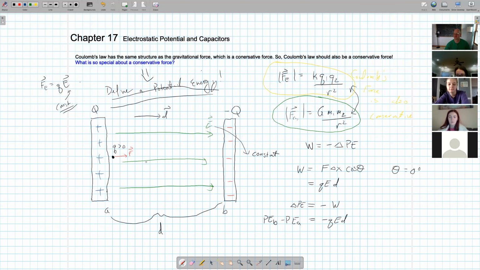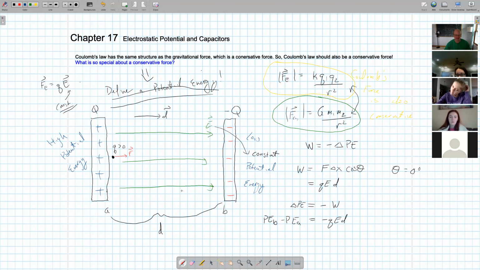Would it be A? It would be A, that's right. So what's happening here is that this is a region of high potential energy, and this is a region of low potential energy. Exactly. So what that negative sign means is that the potential energy at B is less than the potential energy at A, which then gives me that negative sign.